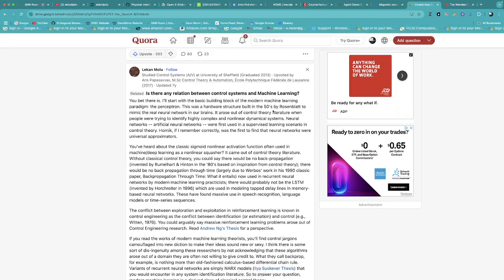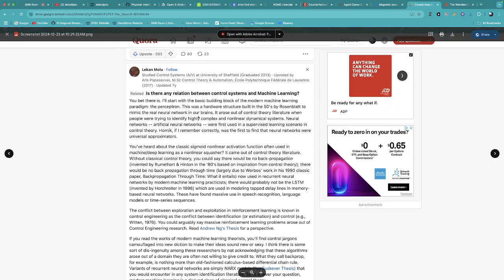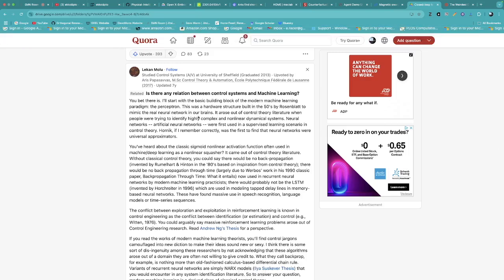This was a hardware structure built in the 50s by Rosenblatt to mimic the real-world neural network in our brains. It arose out of control theory literature when people were trying to identify highly complex and nonlinear dynamical systems. Artificial neural networks were first used in a supervised learning scenario in control theory. Hornik, if I remember correctly, was the first to find that neural networks were universal approximators. You've heard about the classic sigmoid nonlinear activation function used in deep learning as a nonlinear squasher. It came out of the control theory literature.